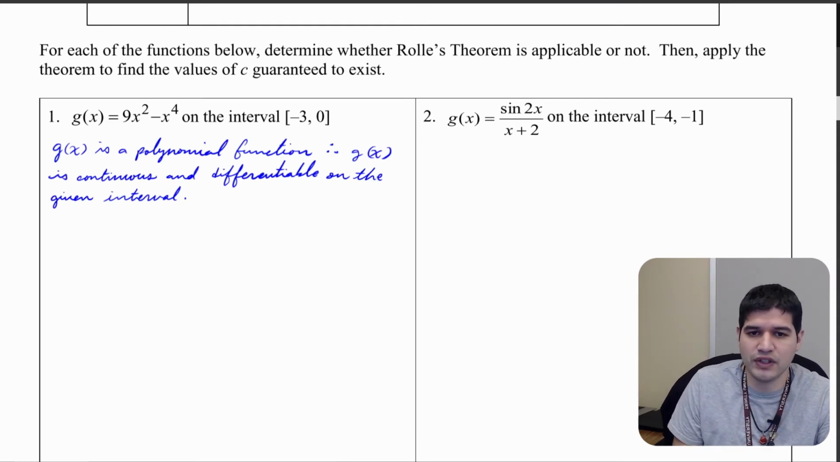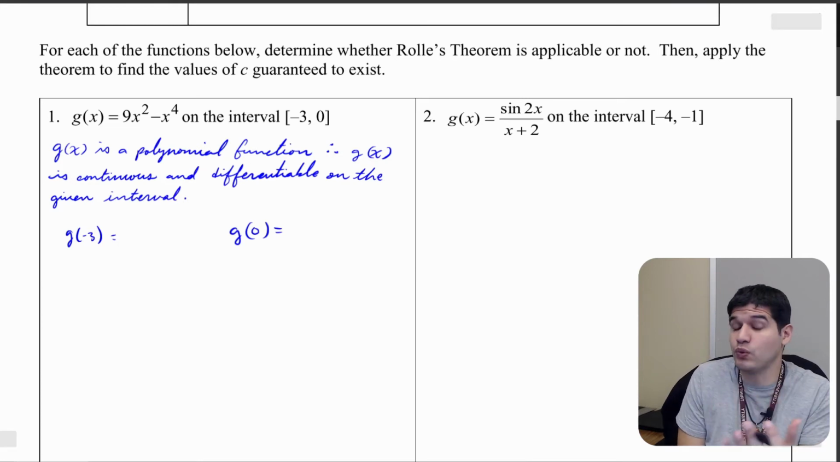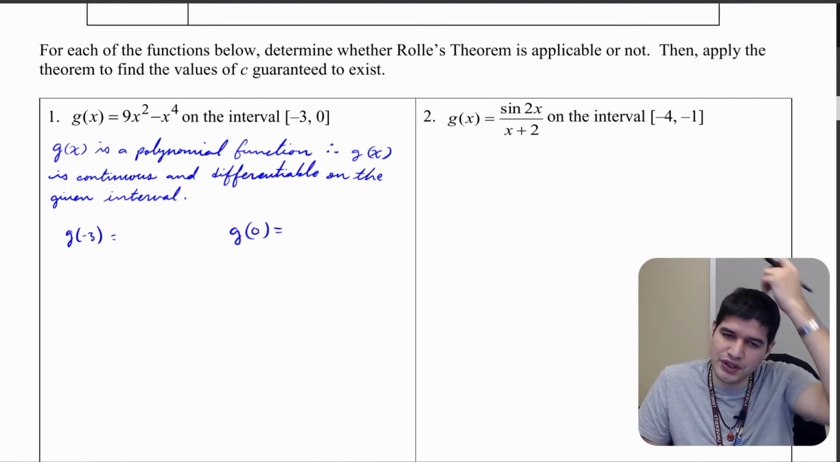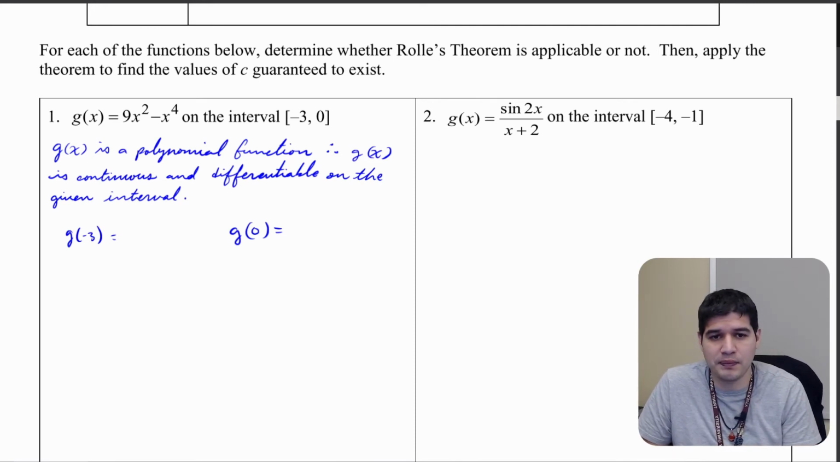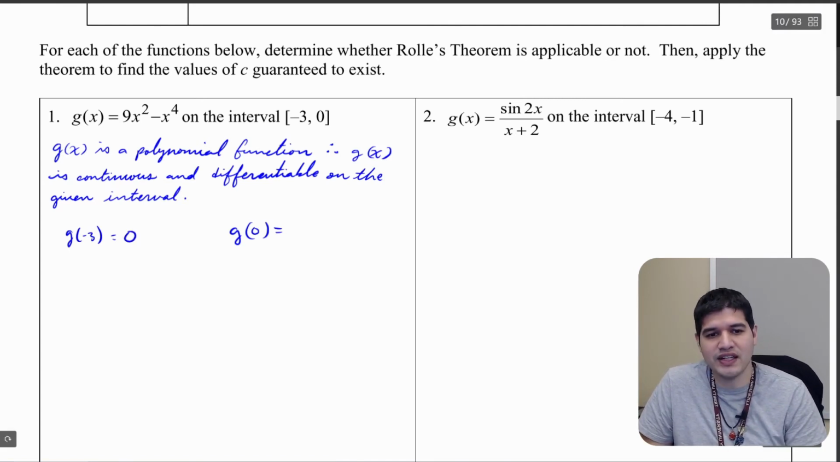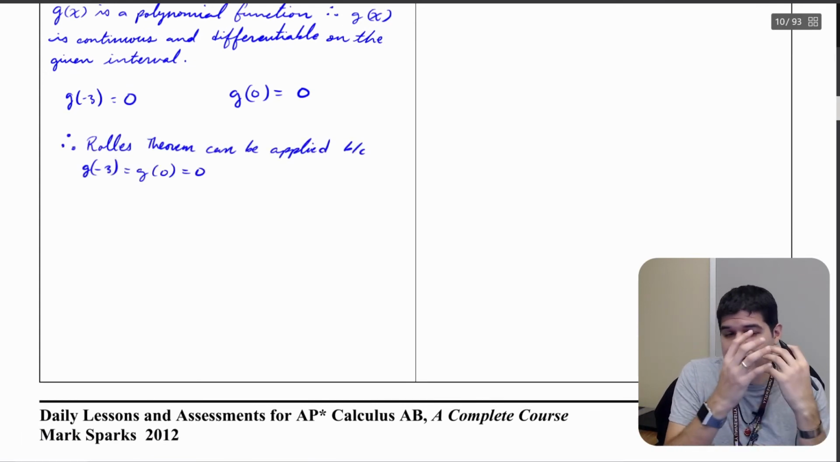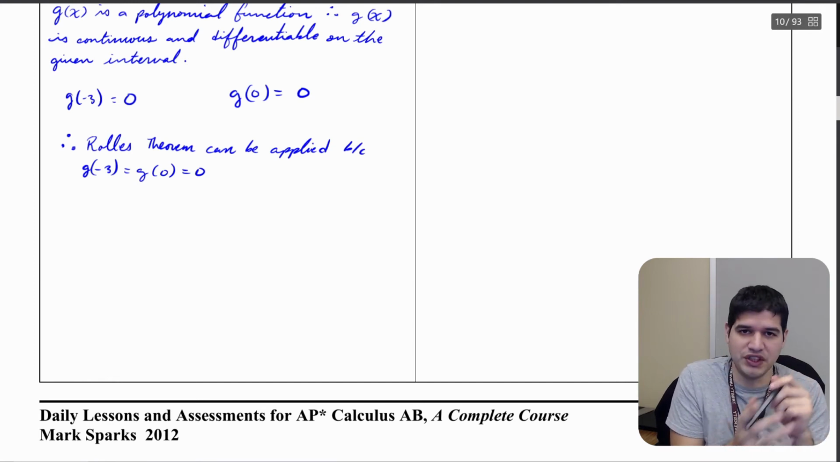All right, so since we had those 2 conditions met, let's see if the last condition holds. So we first need to find, okay, what is g of -3? And we need to find g of 0. We need to make sure that both of those are equivalent in order for Rolle's theorem to be applied here. So g of -3: if I substitute that in, I get -3 squared, which is 9, so 9 times 9 is 81, minus -3 to the 4th, which is 81, so 81 minus 81 is going to get me 0. Then if I substitute 0 into both of those x values, I also get 0. So therefore, we're going to say that Rolle's theorem can be applied because it's continuous, it's differentiable, and g of -3 equals g of 0, which is 0.